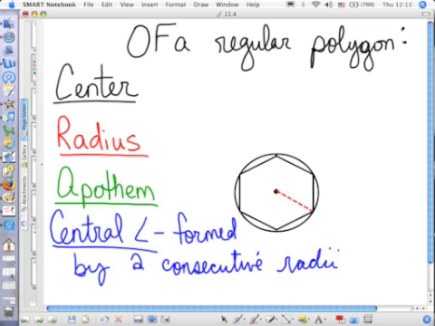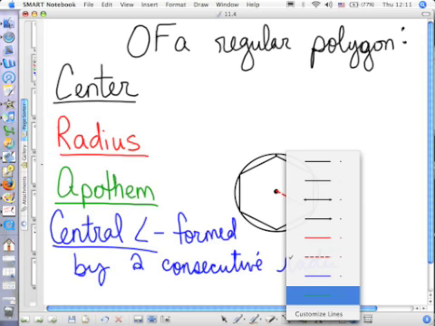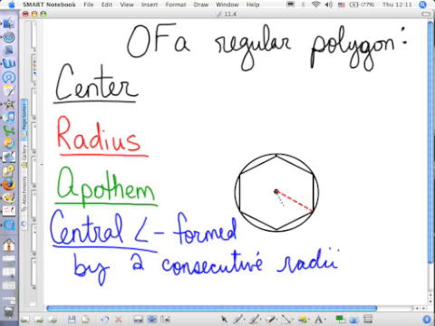Now, the apothem is something new. I have it in green, and I'm going to draw it in green. But the apothem is a segment from the center of the polygon to the side. But it does something very specific to that side. Not only does it bisect it, it's perpendicular to it. So an apothem is the perpendicular bisector of any side of the polygon. Just depends on where you draw it.